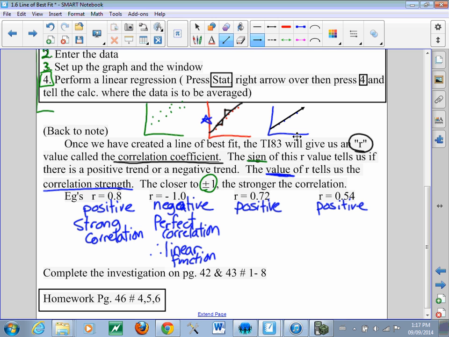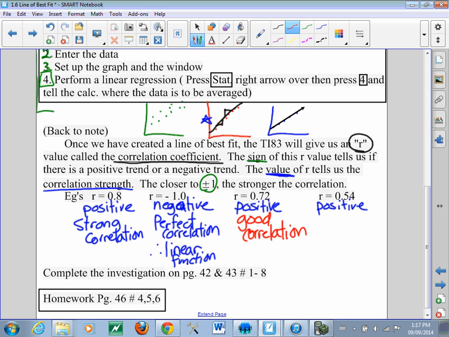All right. Let's look at the next one. R equals 0.72, 70%. That's a good, so a positive good correlation. And then 0.54, well, that's a pretty weak correlation. It's going to be spread out. So you can faintly see a trend, so it might be something like that. See how you can tell it's a downward trend, but it's hard because they're spaced out all over the place?